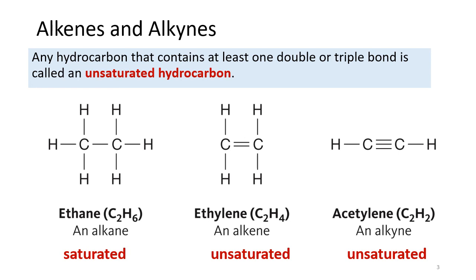You'll notice that the number of hydrogen atoms is decreasing as we go from ethane to ethylene to acetylene. And so that's where the term comes from: a saturated hydrocarbon has the maximum number of hydrogen atoms possible based on the number of carbon atoms in it.